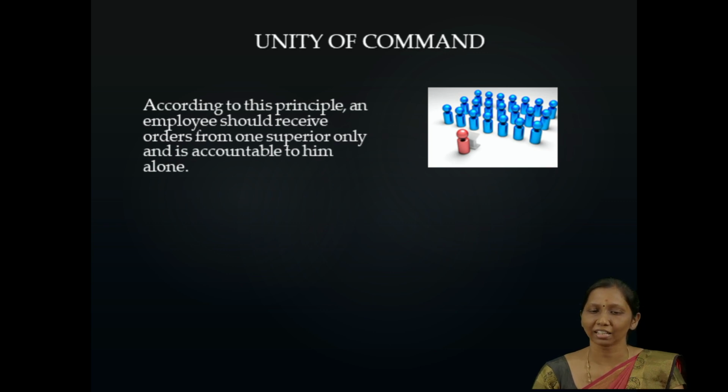So if there is only one superior, the subordinates will be responsible to that particular superior only. So that is called unity of command. There should be no more than one superior for their subordinates. There should be only one superior. That is called unity of command.